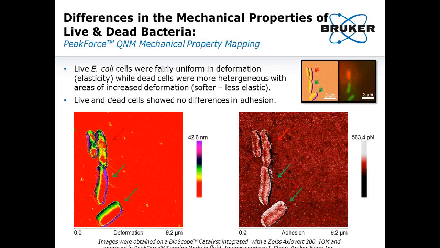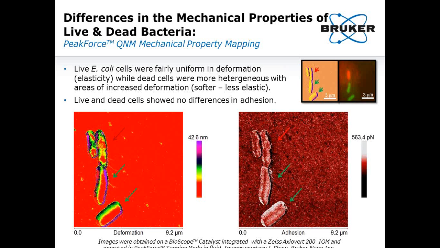Using PeakForce QNM, we were also able to map the nanomechanical properties across the surface of the individual cell. Here we have the deformation and the adhesion channels corresponding to the same cells in the PeakForce error and fluorescence images shown in the previous slide, and then shown here in the upper right. The deformation data channel reflects the deformation of the sample surface under the applied force of the tip. Here the deformation image reveals the live cells to have a fairly uniform deformation across their surface. The dead cell, however, appears to be more heterogeneous, with definitive areas of increased deformation, the green-yellow areas, which indicate softer or less elastic surfaces.